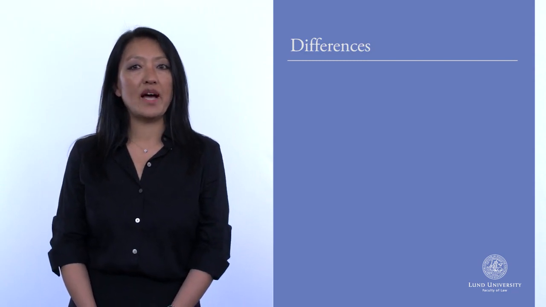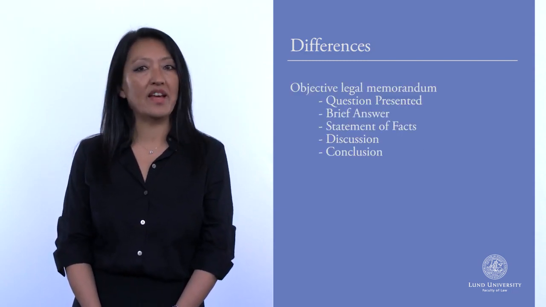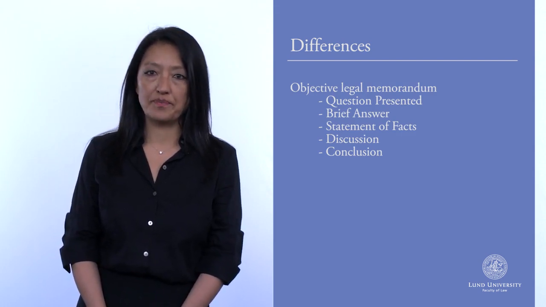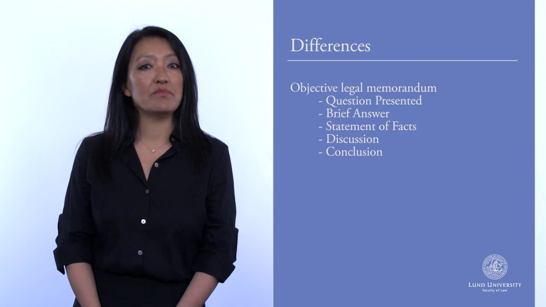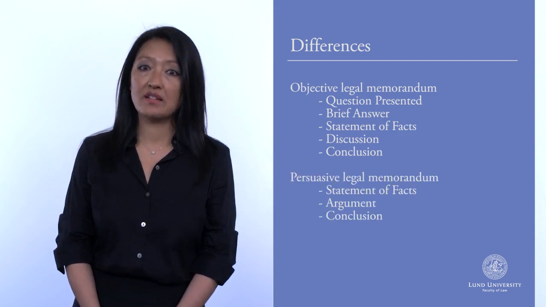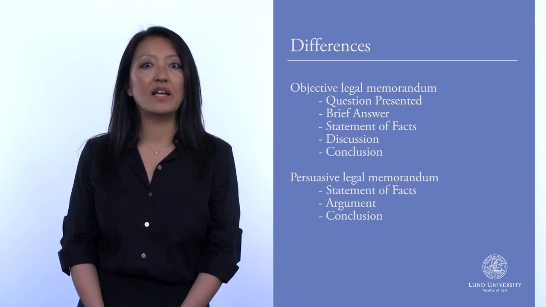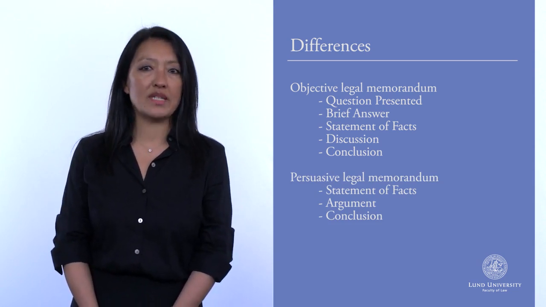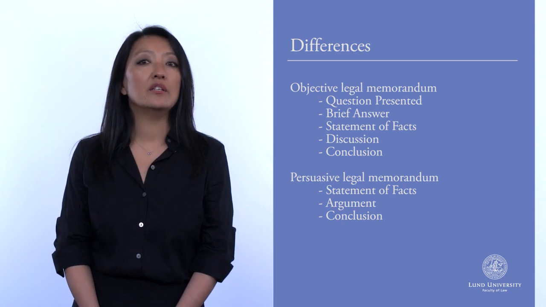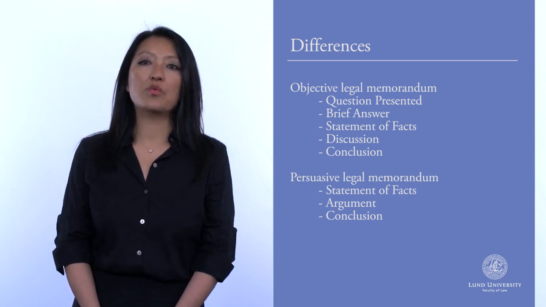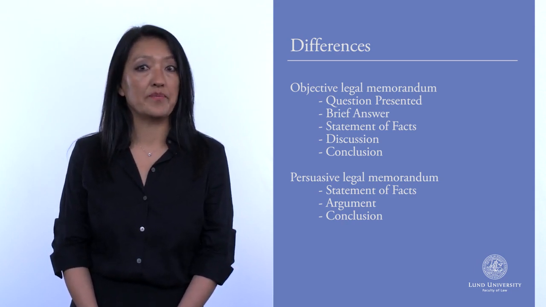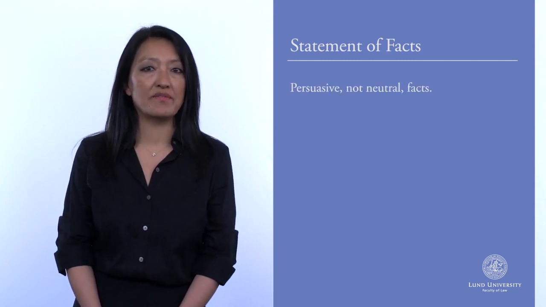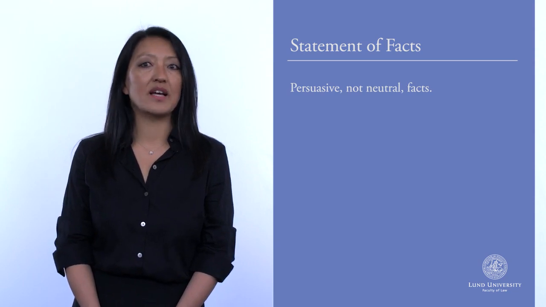The objective memo had a question presented, brief answer, statement of facts, discussion, and conclusion. Typically, a persuasive memo will have a statement of facts, argument, and conclusion. In a persuasive memo, typically the question presented and brief answer are included in the argument section rather than appearing separately. The statement of facts in a persuasive memo should contain persuasive facts, not neutral facts as in an objective memo.